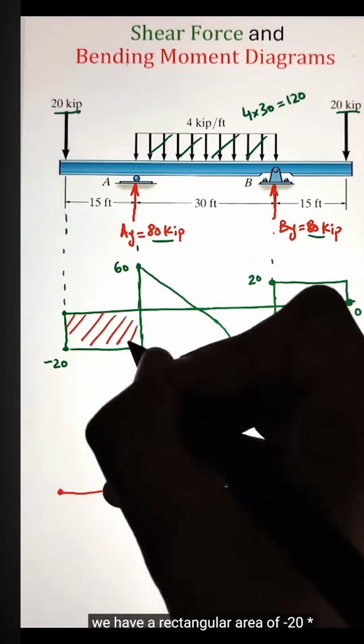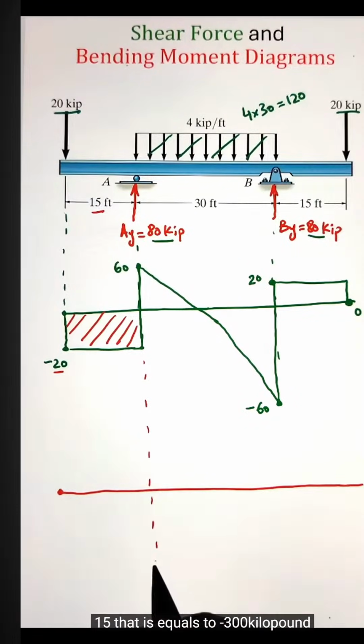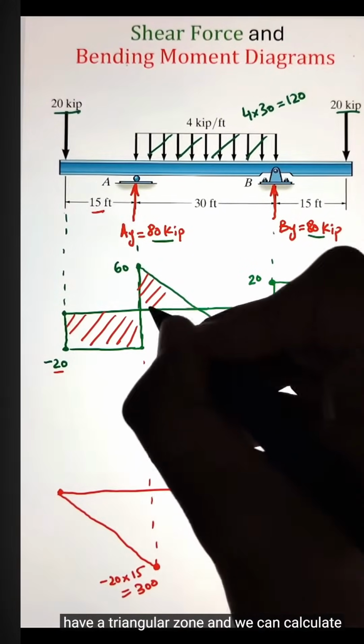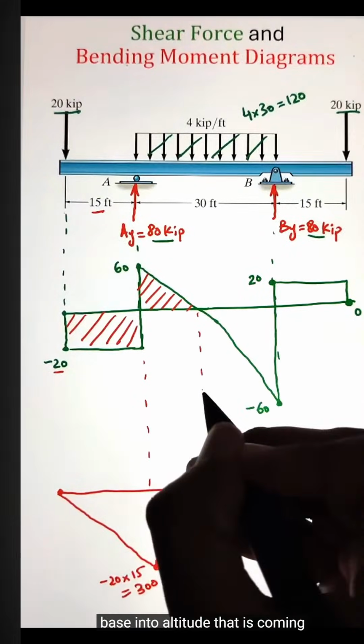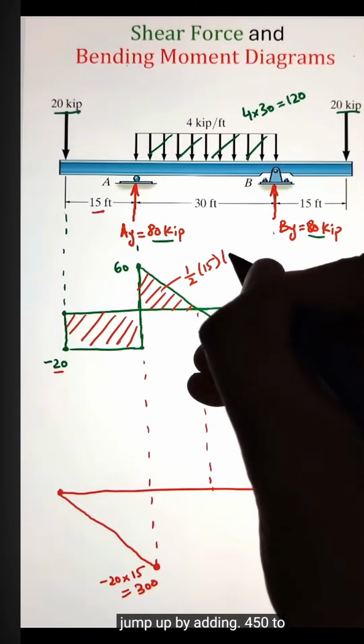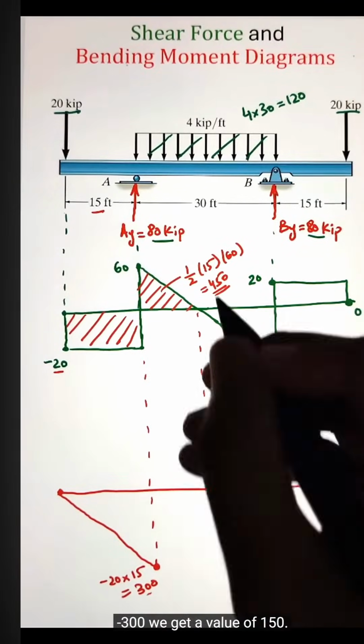So to begin, we have a rectangular area of negative 20 times 15 that is equal to negative 300 kilopound feet. Since the slope is 0 for that region in the shear force diagram, on the moment diagram it will be linear. Next, I have a triangular zone, and we can calculate its area by half base times altitude, which comes to around 450. So our moment diagram will jump up by adding 450 to negative 300. We get a value of 150.